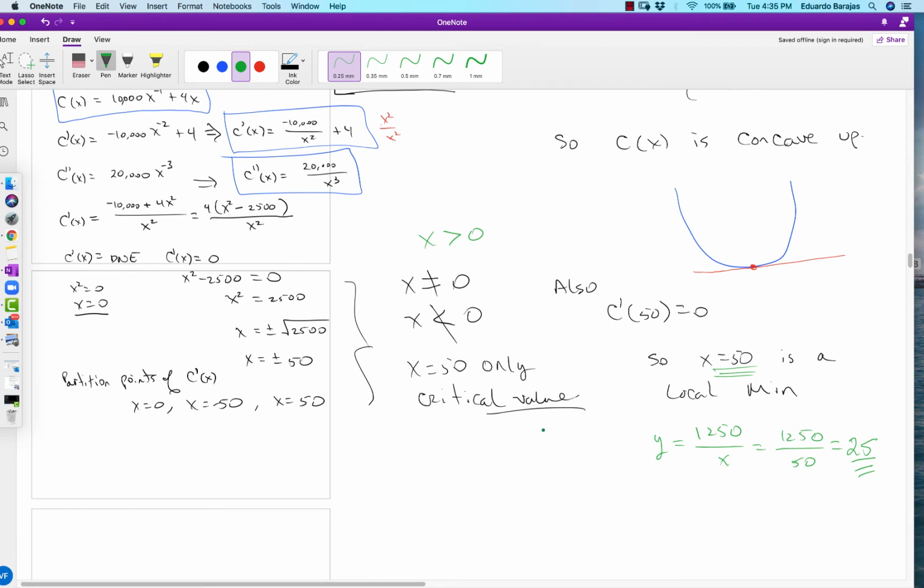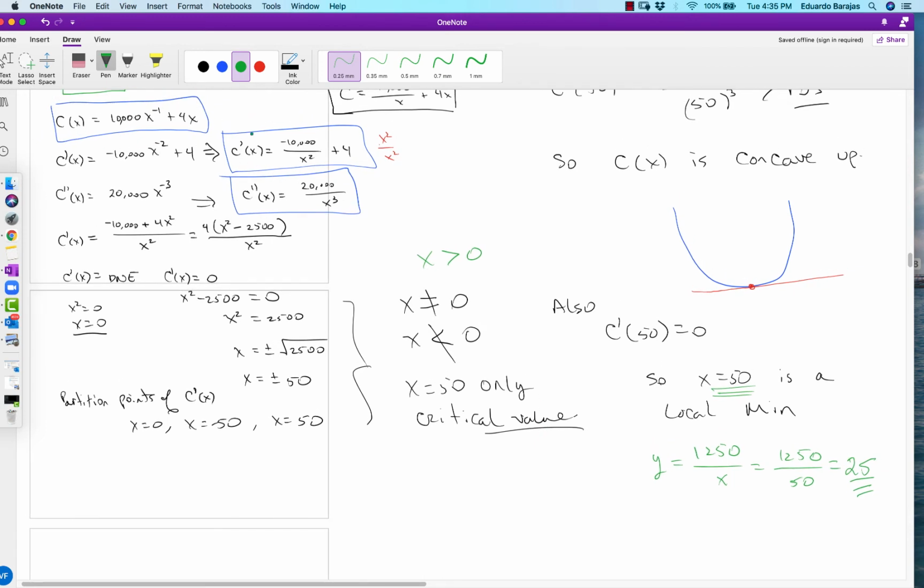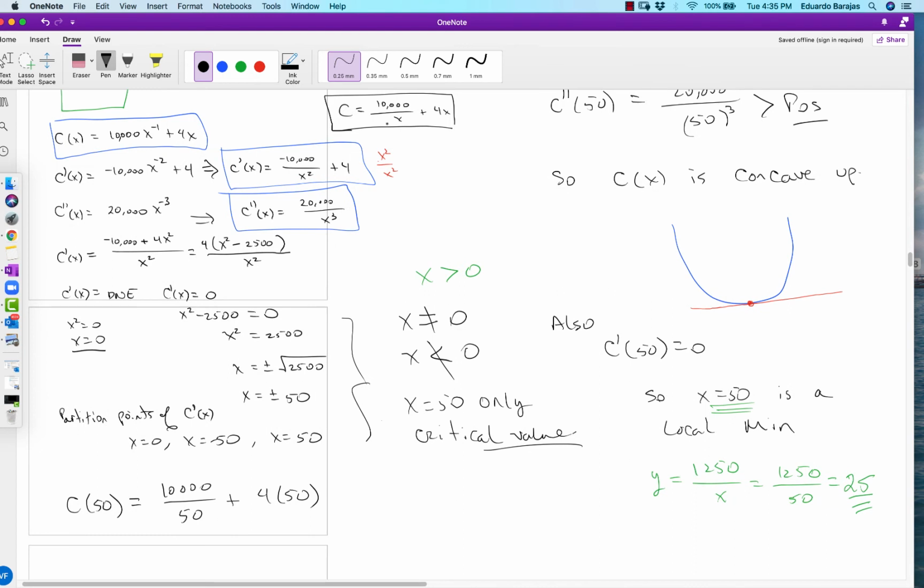So if we go back to our cost function, here's our cost function. We can evaluate it at 50. So C of 50 is equal to 10,000 divided by x, 10,000 divided by 50 plus 4 times 50, right? Using this equation or that equation, either way, and evaluating it at 50. So 10,000 divided by 50 is 200, plus 50 times 4 is 200. It gets me to 400. So C of 50 is equal to 400. Okay, so this is going to be the cost.